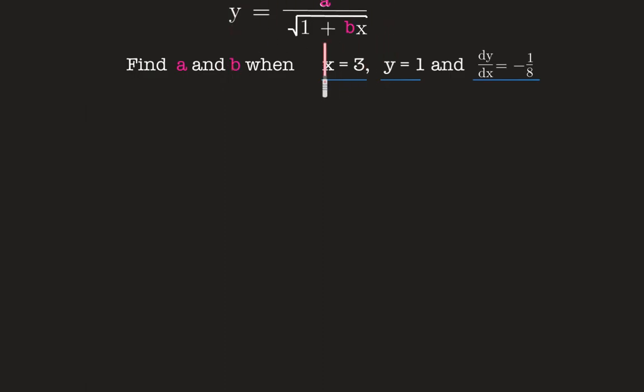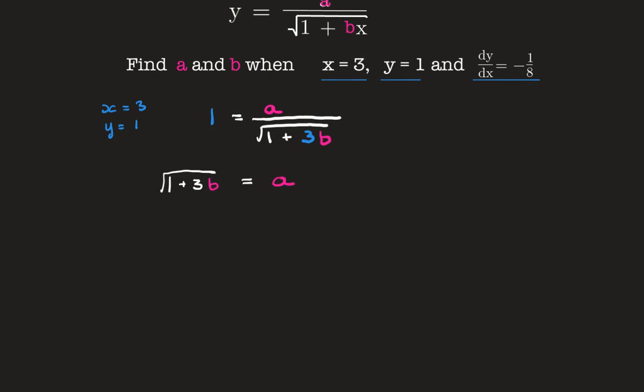This function here with a and b in it has three constraints: at x is equal to 3, when y is equal to 1, and also the gradient is -1/8. And so substituting x is equal to 3 and y is equal to 1 into that equation, we'll get 1 is equal to a over the root of 1 plus 3b. And rearranging this so there are no denominators, we'll get the value for a. Now I would like to rearrange it so that the a is on the left-hand side. And so I found a in terms of b.